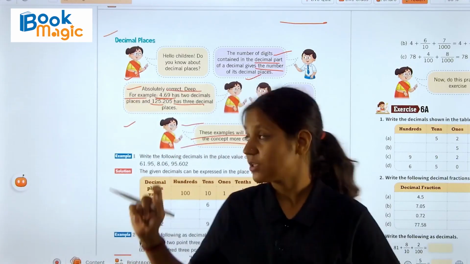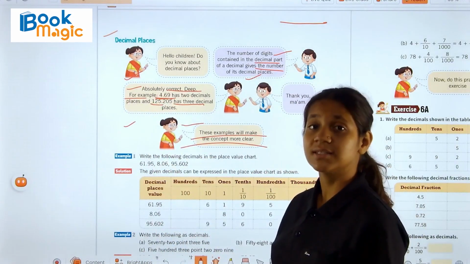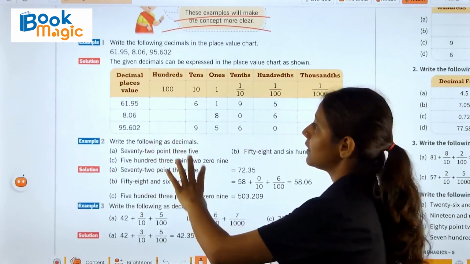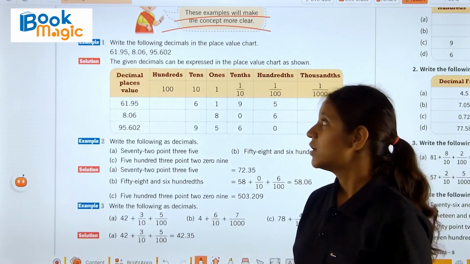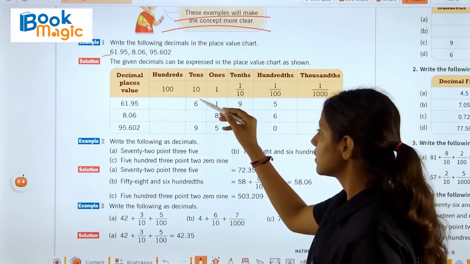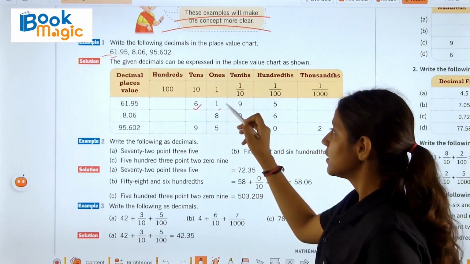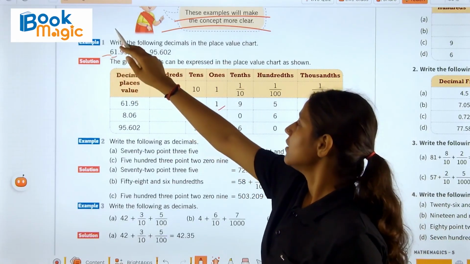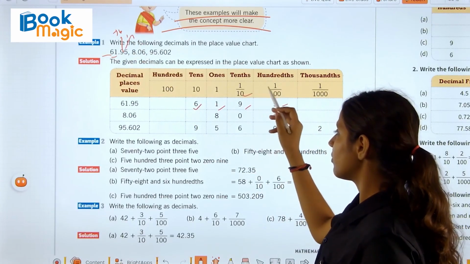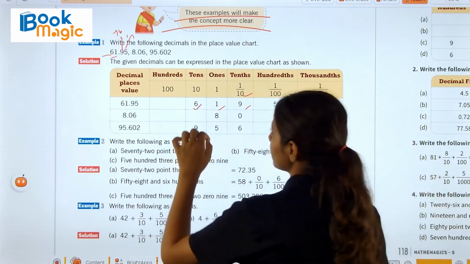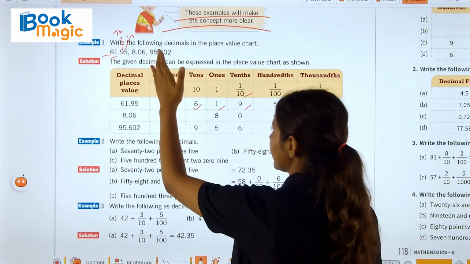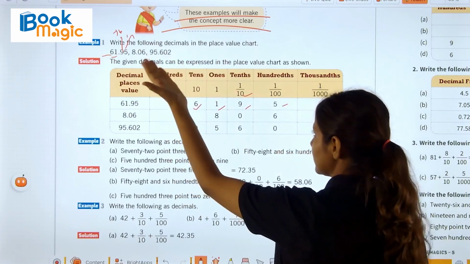So here we have some example and then teacher is also giving us some example. Example number 1. Write the following decimals in the place value chart. So first is 61.95. So 61.95, that means 6 tens, 1 ones, then 9 and 5. So it will be at the 10th and it will be at the 100. So 10th is 9 and 100 is 5. 1 by 10 and 1 by 100. Similarly 8.06. So 8 will be at the 1's place and 0 and 6 is the 10th and 100 place.